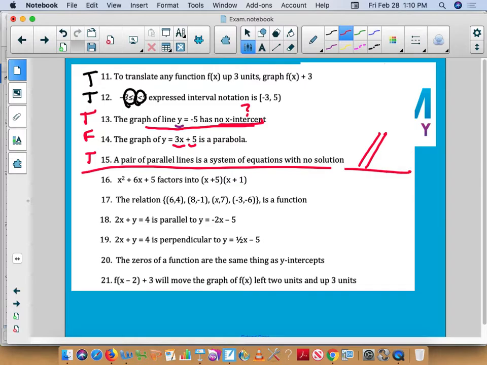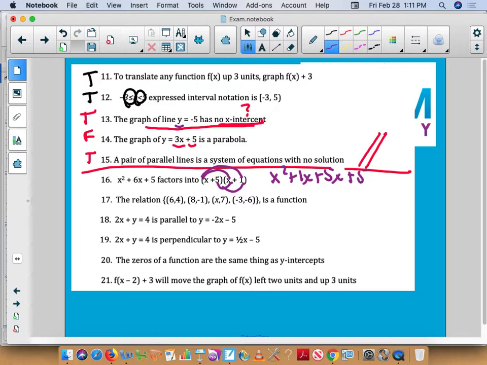Number 16. I'm not asking that you're good at factoring yet, so raise your hand if you know the best way for you to answer this question right now. Bella? Well, you could FOIL or just distribute it out. Okay, I'm just going to FOIL it out. You're right, Bella. That's going to give me x squared plus 1x plus 5x plus 5.